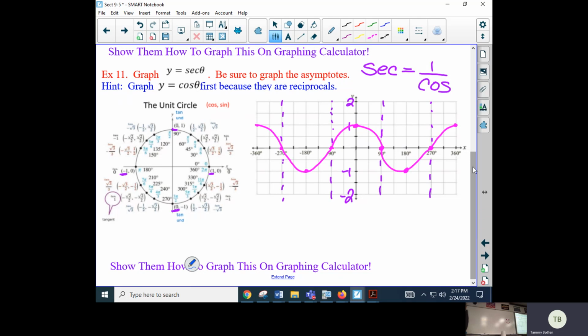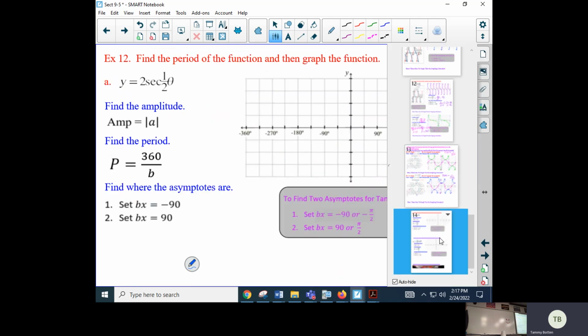All right, then what would I do? Like from this point, what would I do? Draw like half of a U, right? Because there's only room for half. Here I'd draw a downward U. Here I would draw the upward U. Here I would draw a downward U. And here I draw an upward U. So the blue is secant, the pink is cosine. Everybody good with that? All right, now let's go to this page.